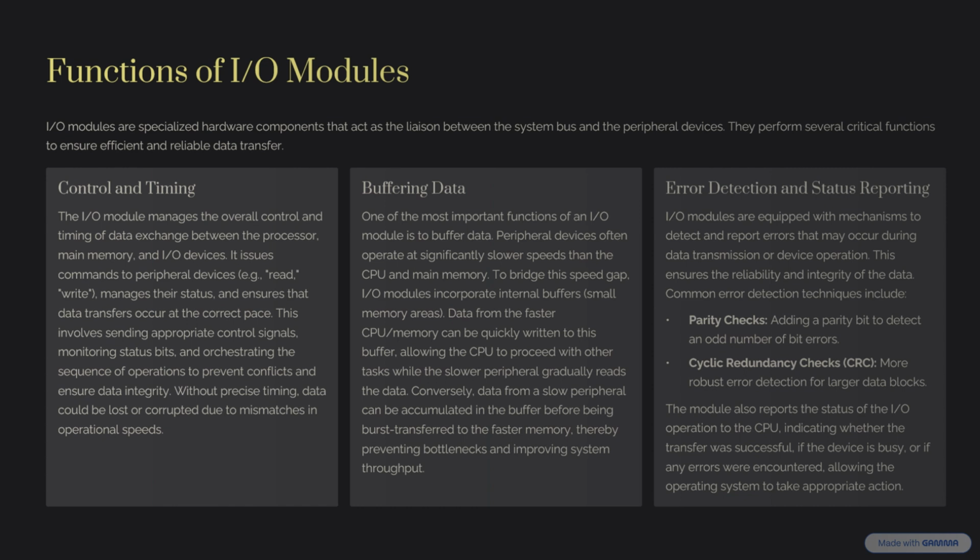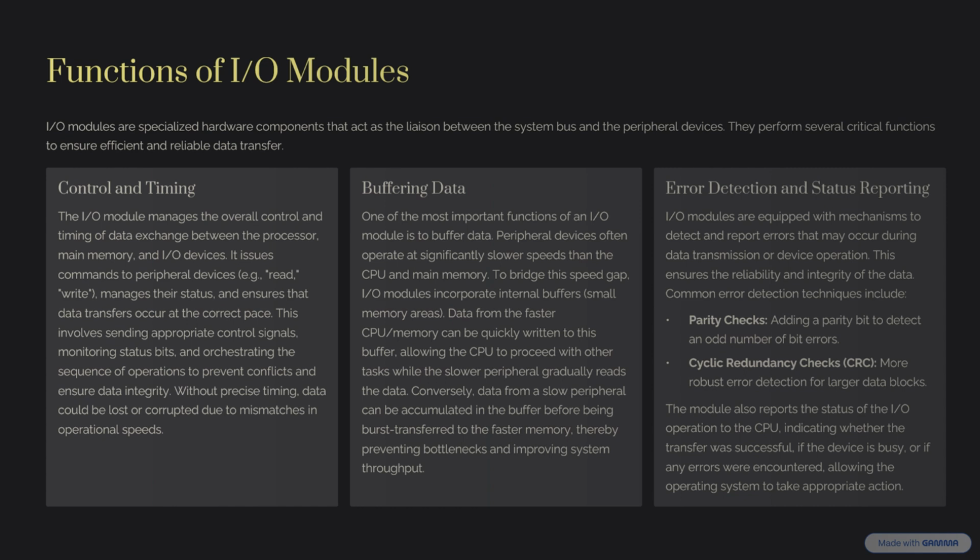The second function of the input-output module is buffering data. What does it simply mean? It temporarily stores data to manage speed differences between fast CPUs and slower input-output devices. What I'm trying to say is that peripheral devices often operate at significantly slower speeds than the CPU and main memory. To bridge this speed gap, input-output modules incorporate internal buffers, small memory areas.